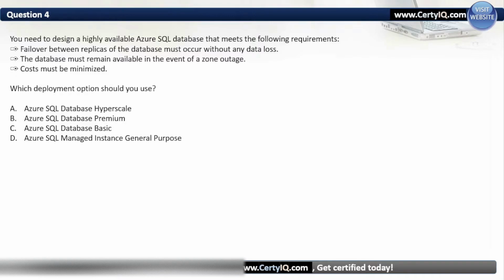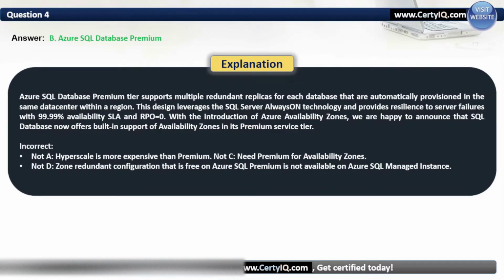The correct option is B. Azure SQL Database Premium. Azure SQL Database Premium tier supports multiple redundant replicas for each database that are automatically provisioned in the same data center within a region. This design leverages the SQL Server Always On technology and provides resiliency to server failures with 99.99% availability SLA and RPO equals 0. With the introduction of Azure Availability Zones, we are happy to announce that SQL Database now offers built-in support of availability zones in its premium service tier.